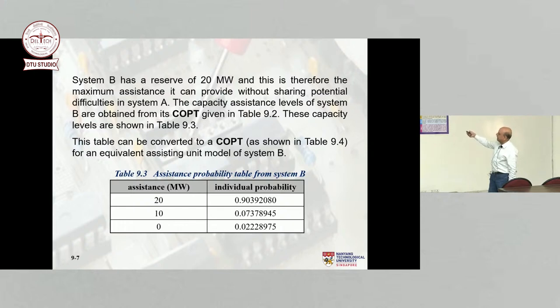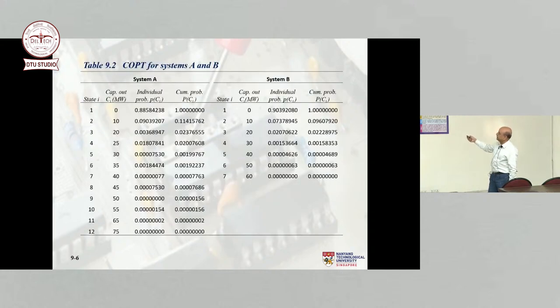The capacity assistance levels of system B are obtained from its COPT. These capacity levels are shown here. So let's go back to system B. System B is going to provide me a maximum of 20 megawatt support, right? So when system B's 60 megawatt is out, it cannot provide me any support. 50 out cannot, 40 out cannot, 30 out cannot, 20 out, it's still just able to meet its own load. So it can only provide me support when it is in these two states, correct?